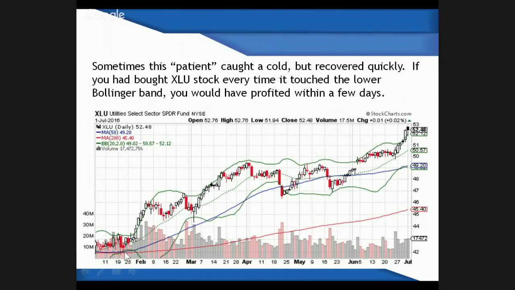Okay, touched it over here, and then you would have made a nice profit if you had bought it here and then held on. Touched it here, you would have profited if you bought it here and held on. It touched it here, went down but came right back up, would have made a nice profit there. Touched it, and then it touched it here and bounced right off of it. And if you'd held on for a while, would have made a nice profit there.